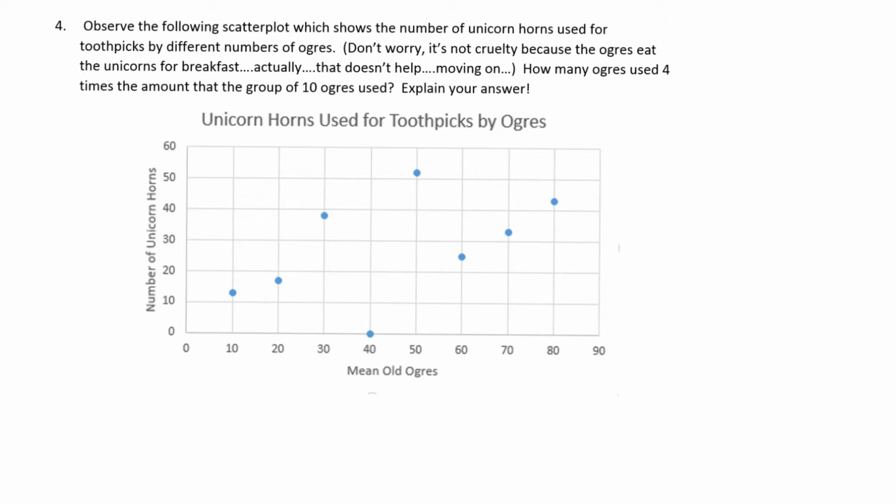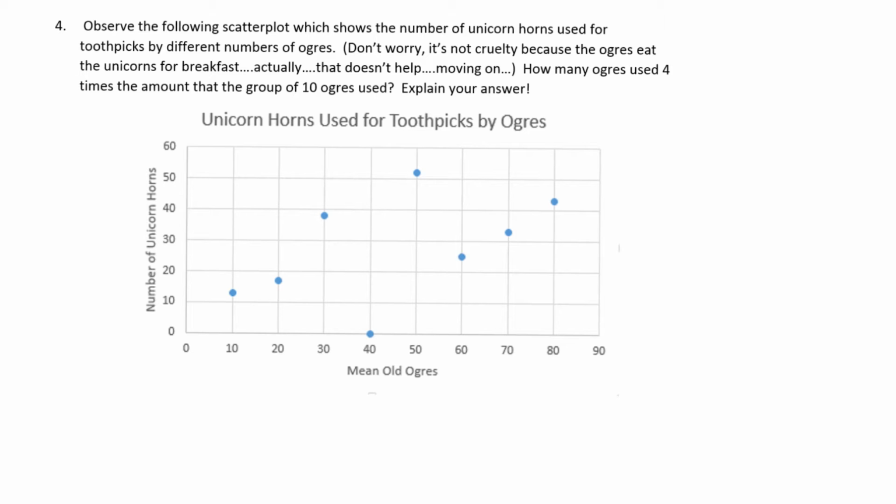It says, observe the following scatter plot which shows the number of unicorn horns used for toothpicks by different numbers of ogres. Don't worry, it's not cruelty because the ogres eat the unicorns for breakfast. Actually, that doesn't help. Moving on. How many ogres used 4 times the amount that the group of 10 ogres used? Explain your answer. All right.